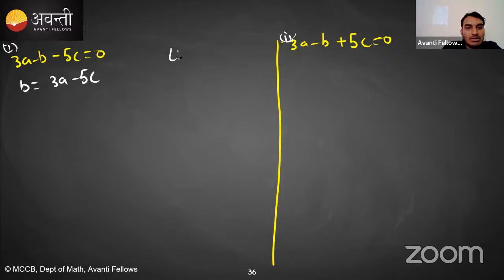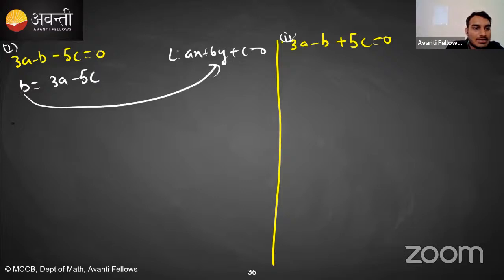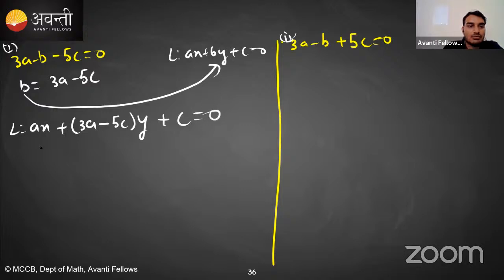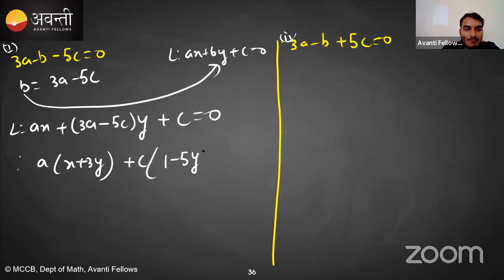So the line was ax plus by plus c is equal to 0. So now put b in the equation of the line. So what will you get? Line ax plus (3a minus 5c) times y plus c is equal to 0. Now separate a and c. So a into (x plus 3y). Now separate c. c into (1 minus 5y) is 0. Right?